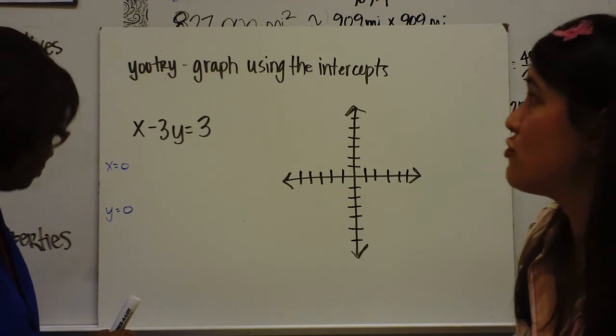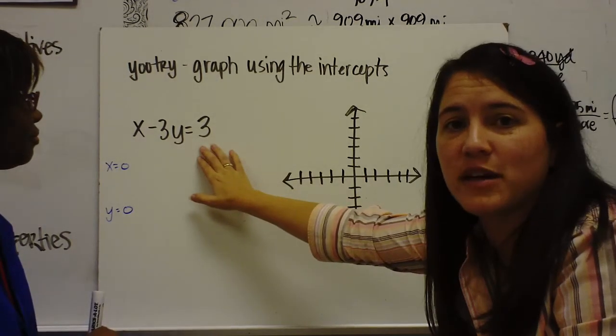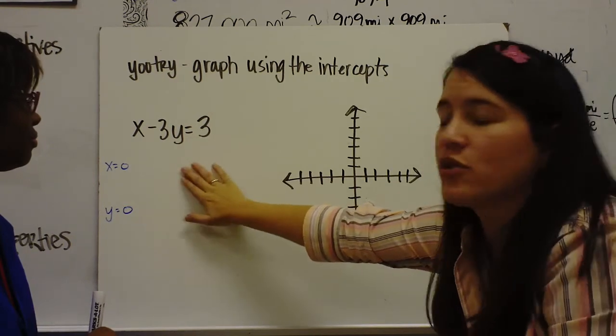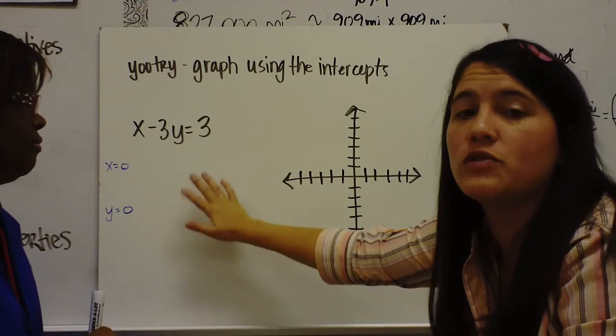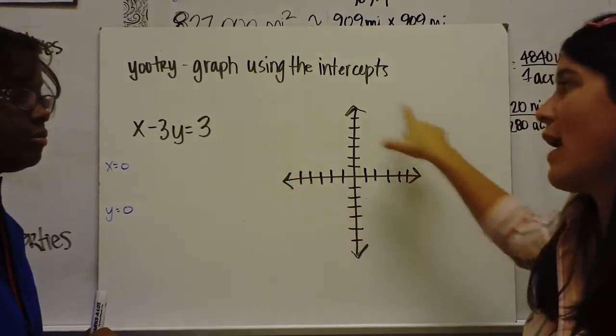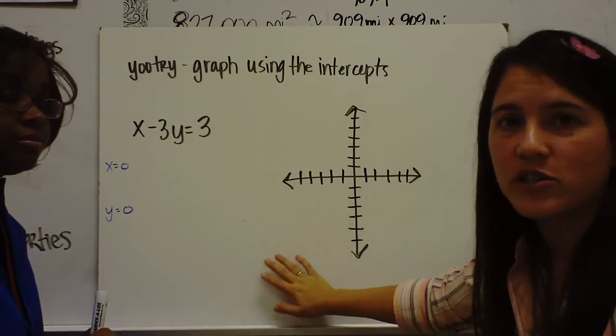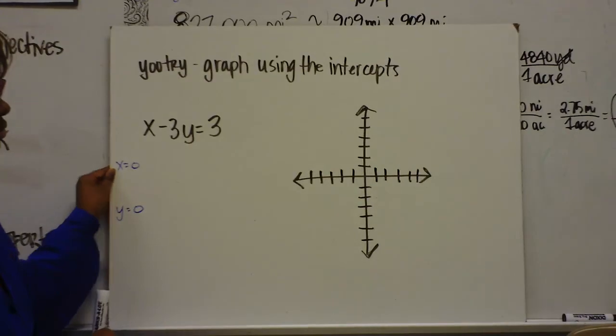So the last one is a "You Try." I want you to graph using the x and y intercepts. Here's your equation: x minus 3y equals 3. You are going to substitute in x equals 0 and y equals 0, just like we've shown you. If you are confused, go back and watch the 4 examples that Ms. Barnes and I just showed you. And you're going to graph the line, and we are going to go over this in class.